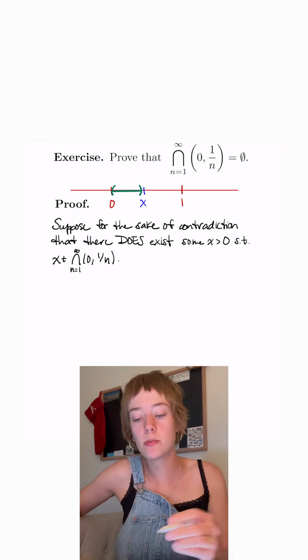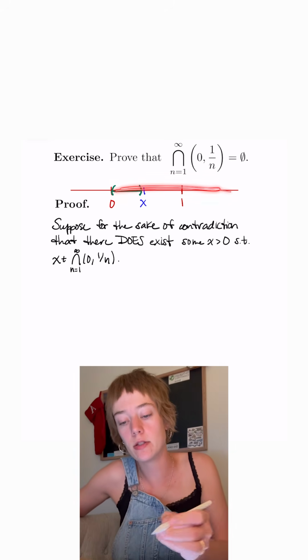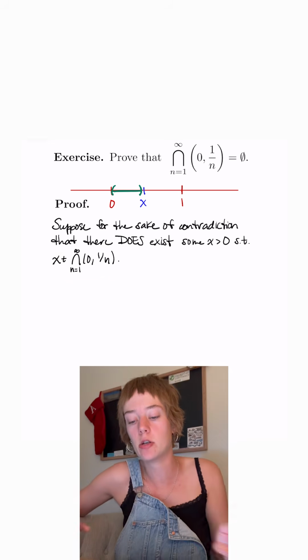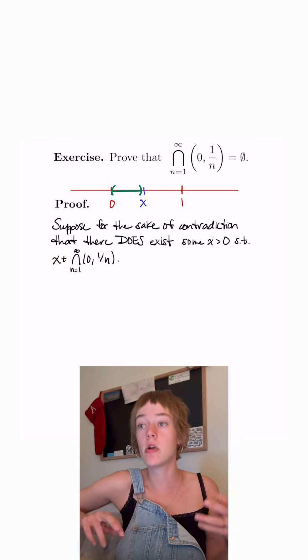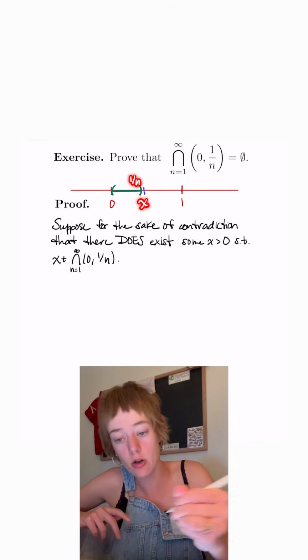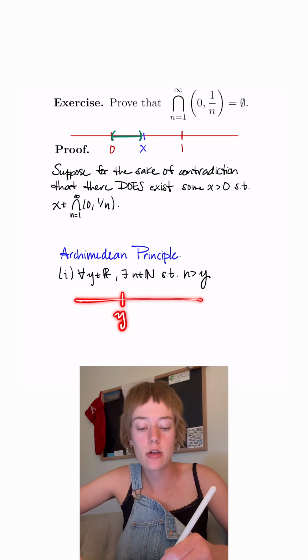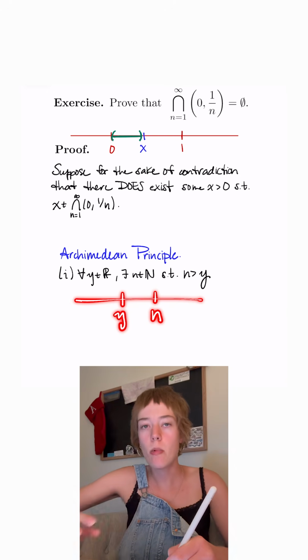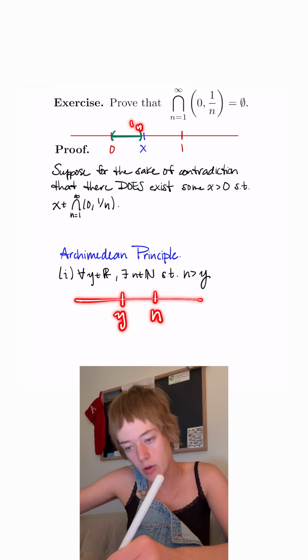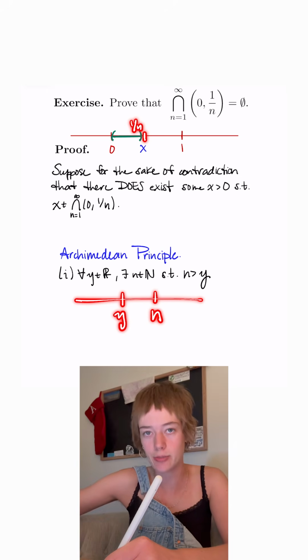So for our proof, suppose for the sake of contradiction that there does exist some x greater than 0 such that x is in our intersection. And then we find our contradiction. To prove this idea rigorously, this idea that if there's any x, there's a 1 over n smaller than x, we're going to use the Archimedean principle, which just says if you have any real number, there exists a natural number bigger than that. But we want this in the opposite direction, right? With our x and r, what'll end up being 1 over n. So we just manipulate this principle a little bit.